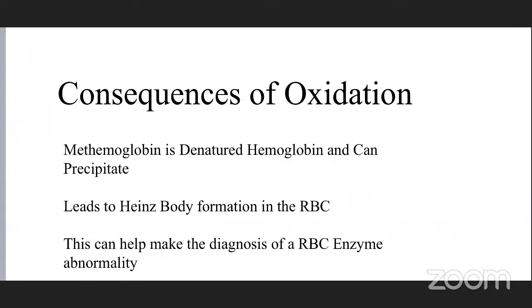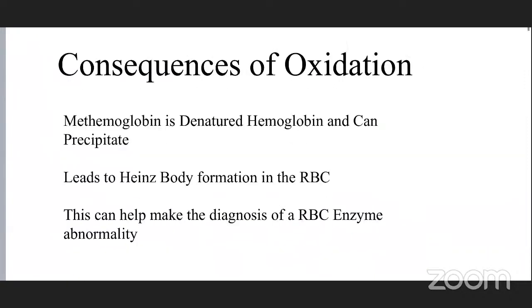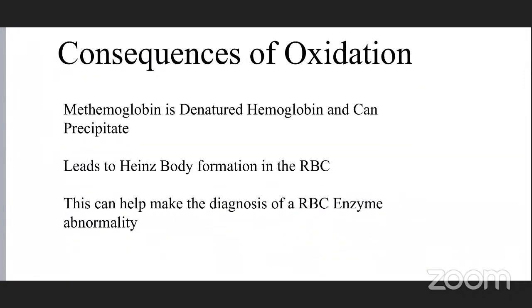Okay, consequences of oxidation. Methemoglobinemia is a denatured hemoglobin that can precipitate and lead to Heinz body formation in RBCs. This can help make the diagnosis of RBC membrane abnormality. For example, in hemolysis from G6PD deficiency, on the peripheral smear there is a Heinz body, also called a bite cell, or Heinz body in the blood smear.